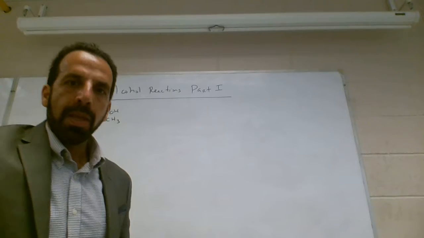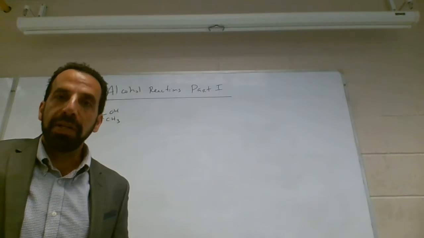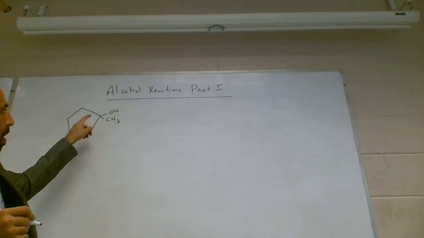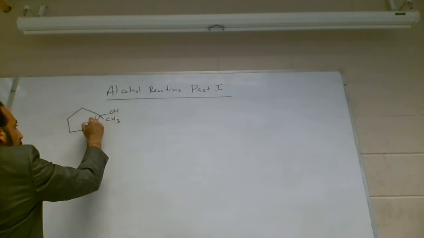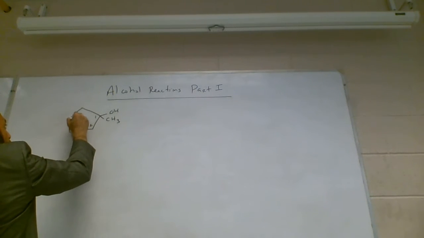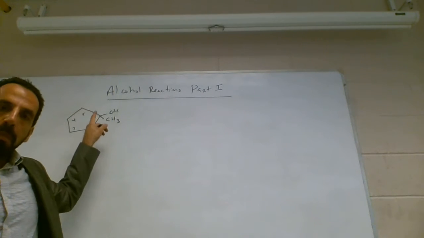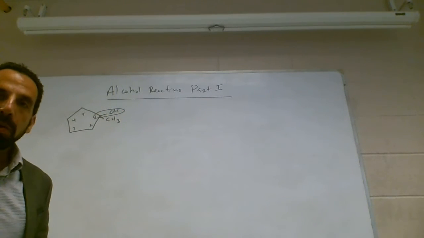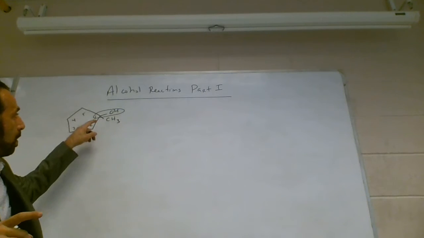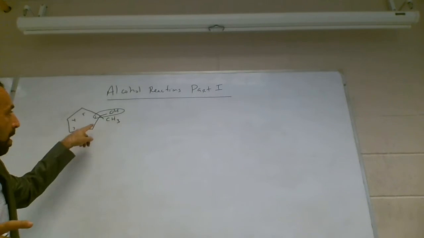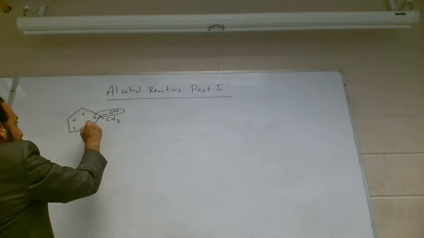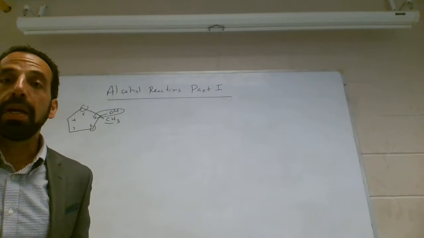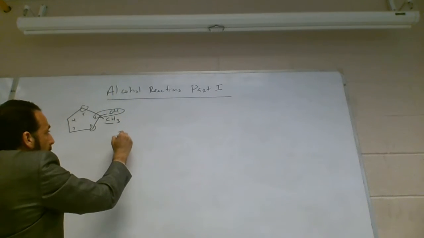Let's try to figure out the classification for this one right here. Again, cyclic ones can be a little tricky. So let's call this carbon number 1. So 1, 2, 3, 4, 5. Carbon number 1 is bonded directly to the OH. Let's circle it. Carbon number 1 is bonded to this CH3, it's bonded to carbon number 2, and it's bonded to carbon number 5. Bonded to 3 carbons now, so it's a tertiary alcohol.